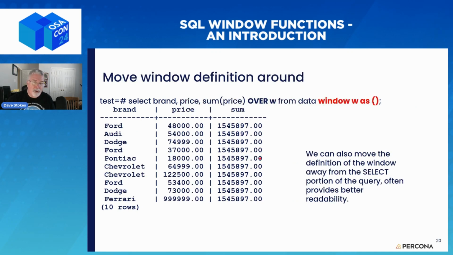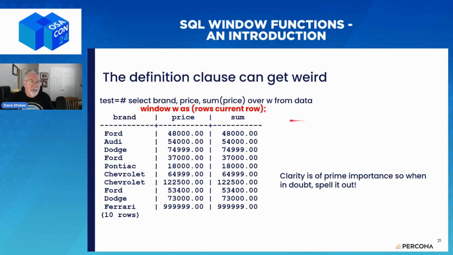Now, something you can do that makes readability a little bit better is you can have the function you want to use, which is sum over W, and then over here, we actually define the window W as, once again, over the entire column. So this is a different way of writing what you've seen before. Now, the handy part of this, it doesn't improve readability. Now, the definition clause can get rather weird.